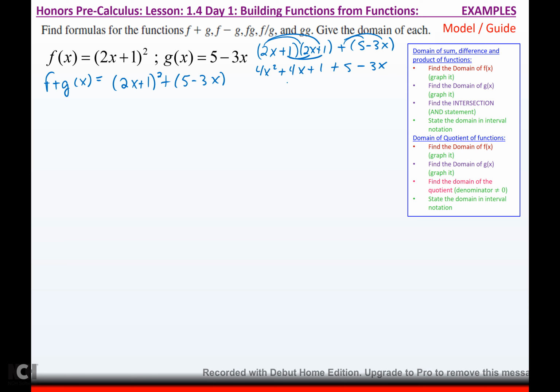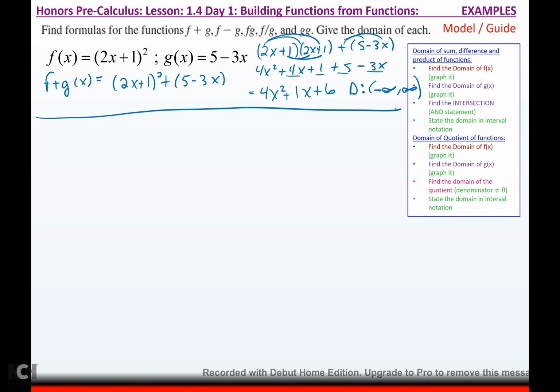Combine like terms, and I get 4x squared. 4x minus 3x is 1x. 1 plus 5 is 6. So there's my sum. In my domain, I have no drama. There's no denominators with x in them. There's no radicals with a letter underneath them. So my domain is negative infinity to infinity. Okay, there's f plus g.